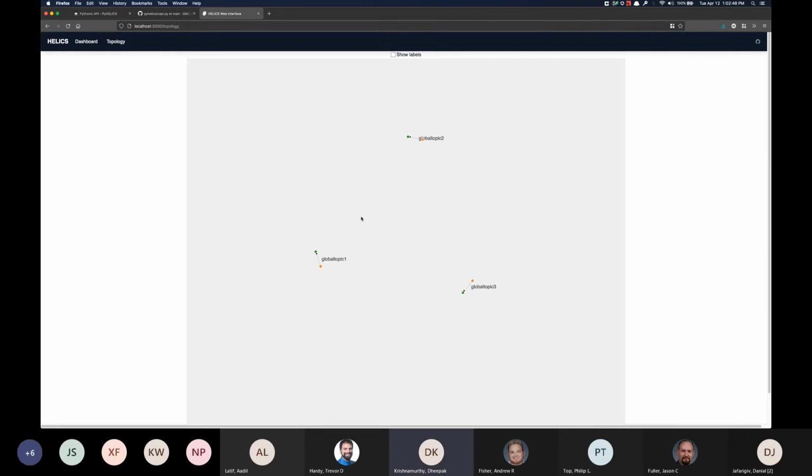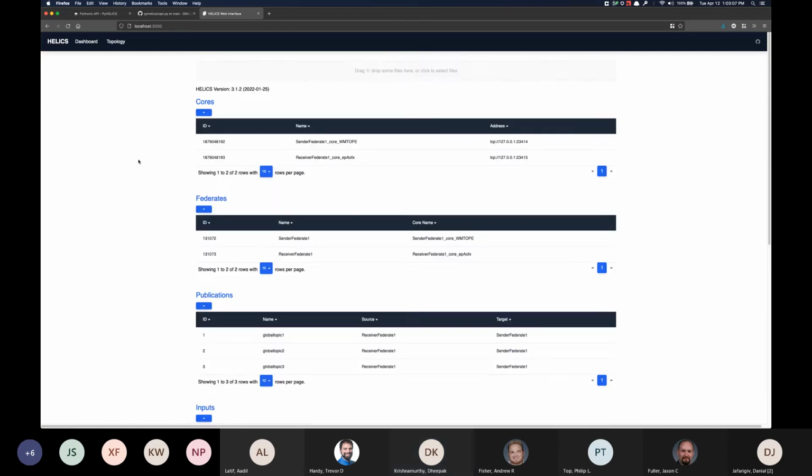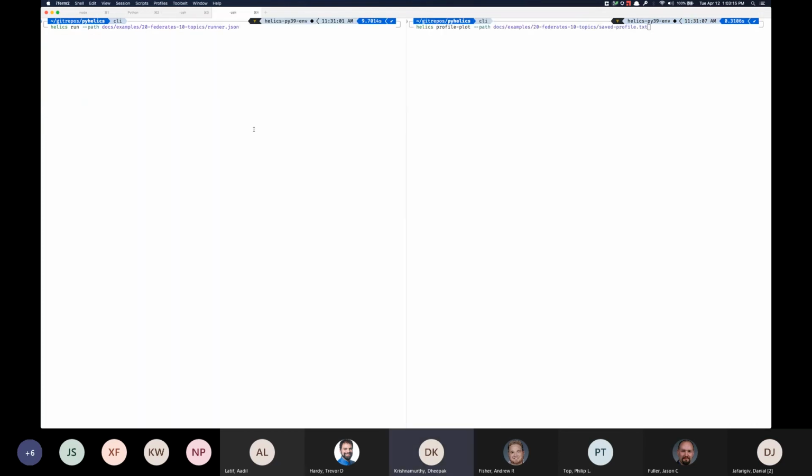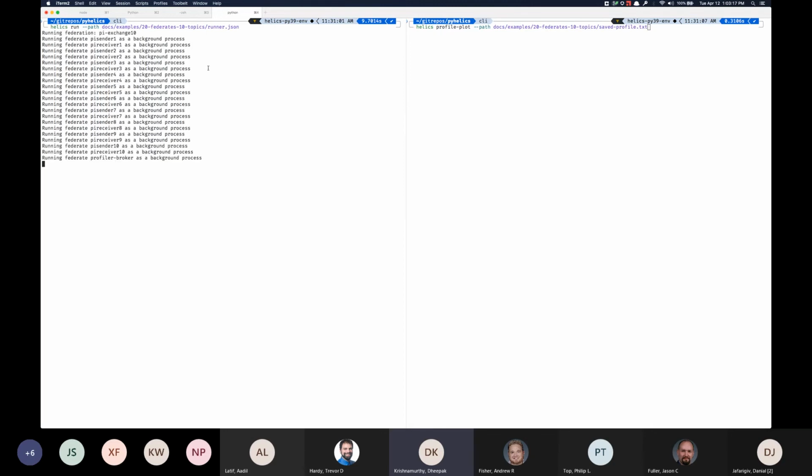Okay, so that's a quick summary of the web interface. We're going to add more features such as visualizing what federates are in your runner.json file and what have been run. So there's more features that we're planning to add as part of different tabs essentially here. So I wanted to show another feature. I have another example here. Let me open this file and show you what the runner.json file looks like.